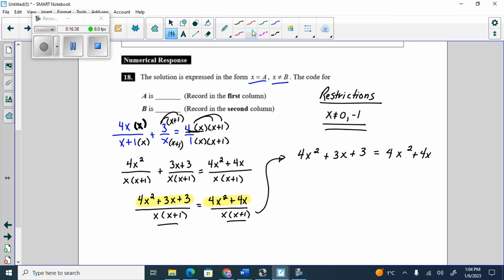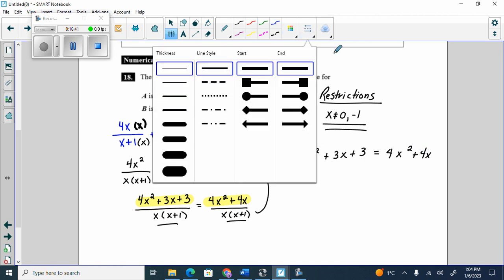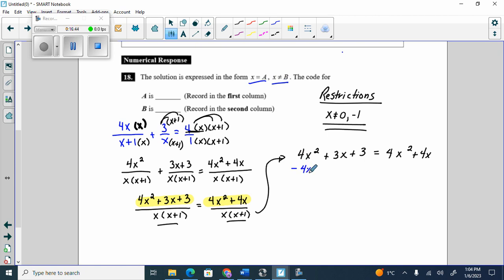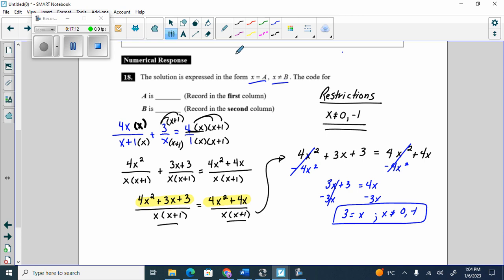And then we can subtract our 4x's, or 4x squared, sorry. And we get 3x plus 3 equals 4x. Subtract 3x. And 3 equals x. And we have x can't equal 0 or negative 1. So right up here so we can see it. X equals 3. X can't equal 0 or negative 1.